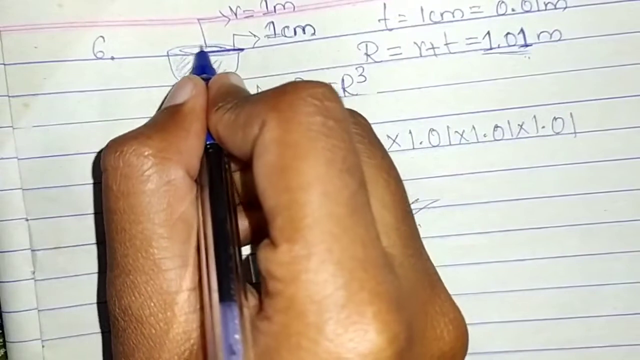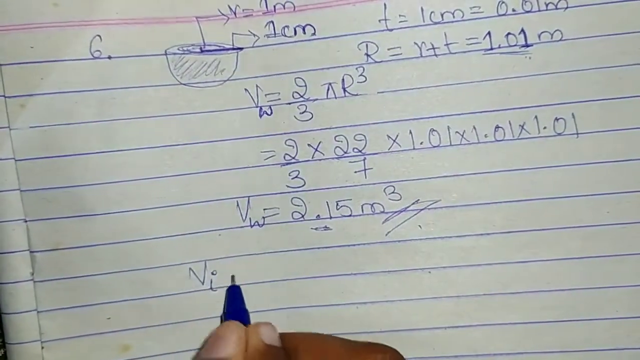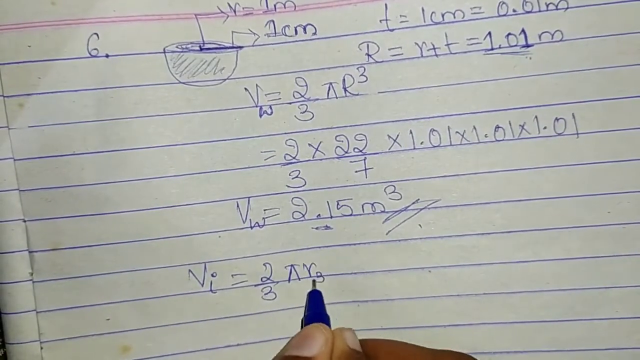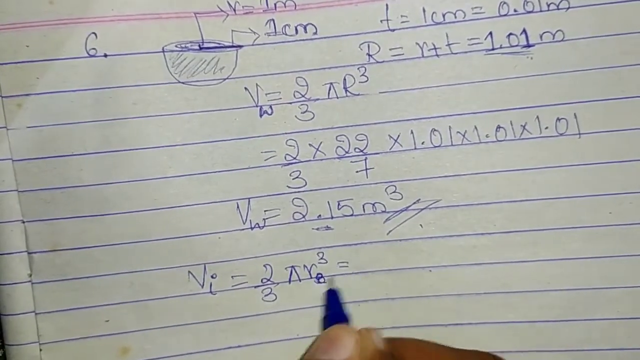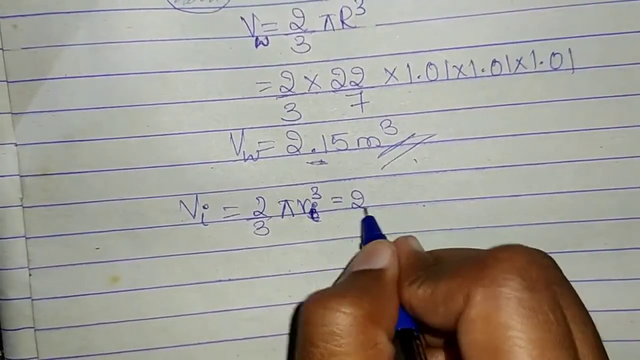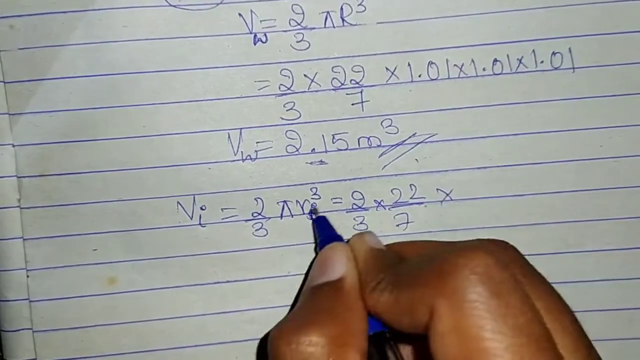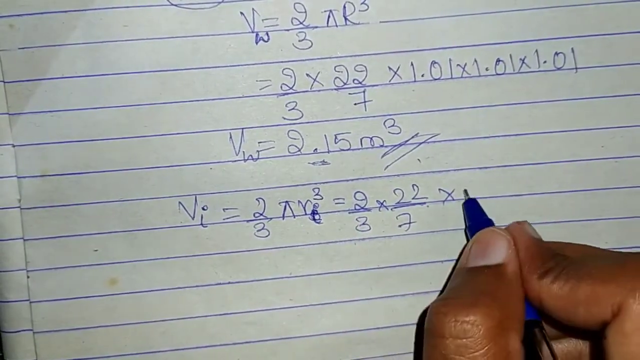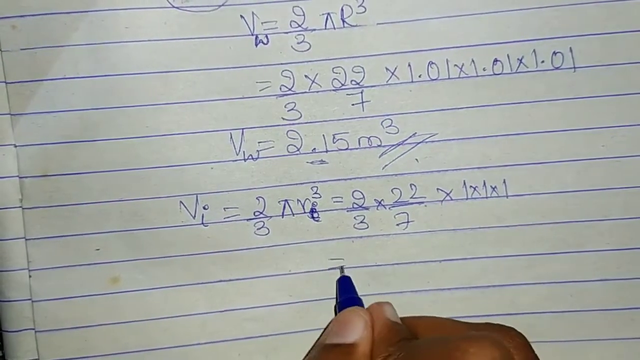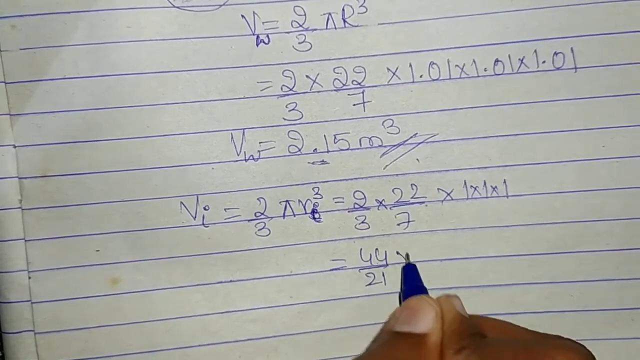Now finding the inside volume, the capacity of the tank: the volume inside is 2 by 3 pi small r cube, because this is the radius of the inside. So we get 2 by 3 into 22 by 7 into the inner radius, which is 1 meter, so 1 into 1 into 1. This will be equal to 44 by 21 into 1.